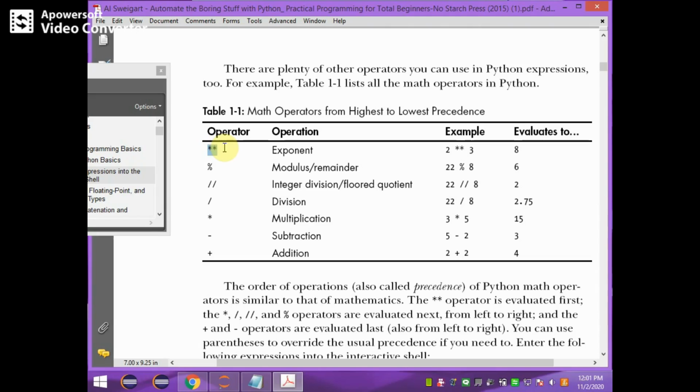The highest precedence is for the exponent operator, next the modulus operator, next integer division, next single slash meaning division, then multiplication, next subtraction and addition.